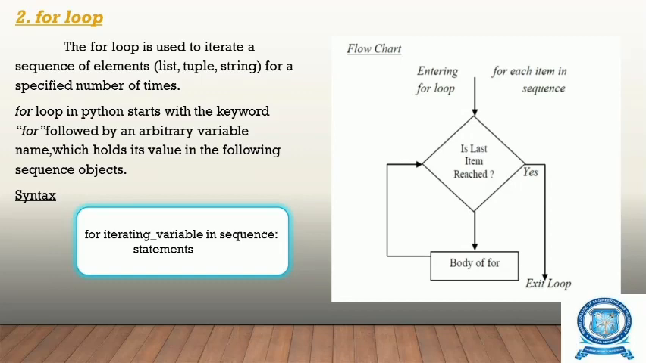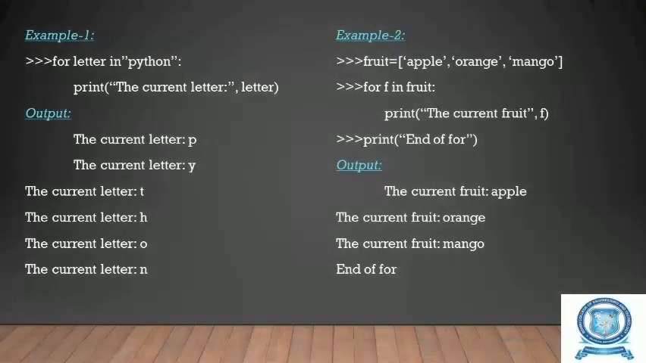This is the flowchart for the for loop. There is a decision box here to find whether the last item is reached. If the last item from the sequence is reached, then it comes out of the loop. Until the last item is reached, this loop will get executed, and when the last item in the sequence is reached, it will exit the loop.